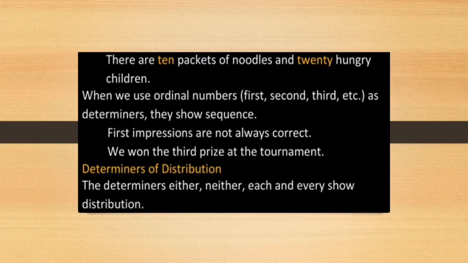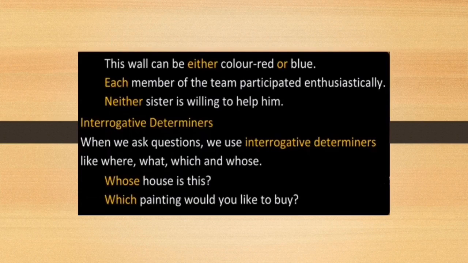So let's just take some examples. This wall can be either color red or blue. So we are having the choice, right? Red or blue. So either is used. Okay, as a choice. Either you can use red or blue. Each member of the team participated enthusiastically. Now again we are referring to each member, right? Distribution. So each member of the team participated enthusiastically.